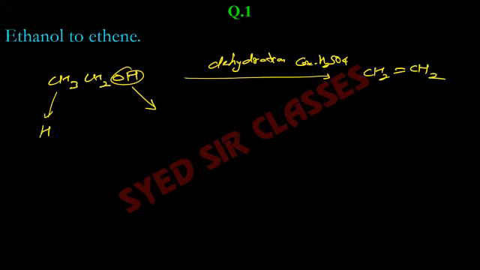So remember, dehydration is normally used in such cases when OH is there. Dehydration of alcohols can very easily be done by concentrated H2SO4.